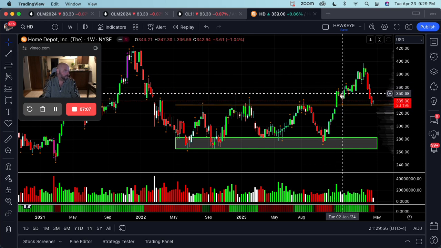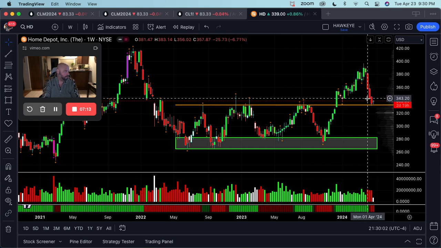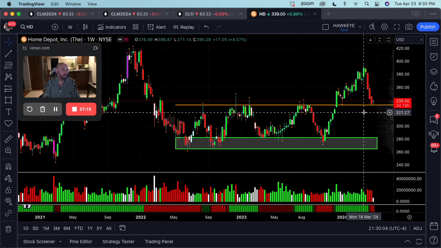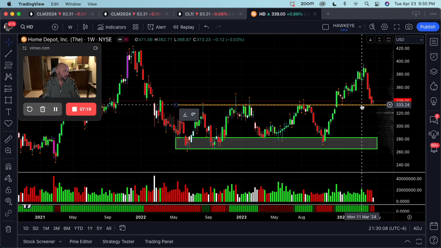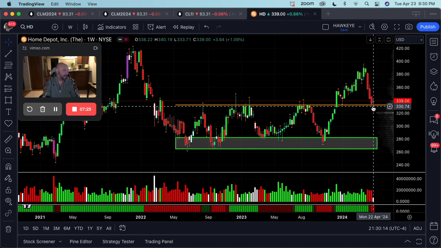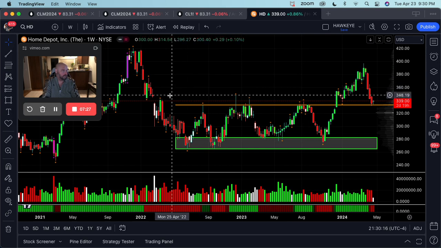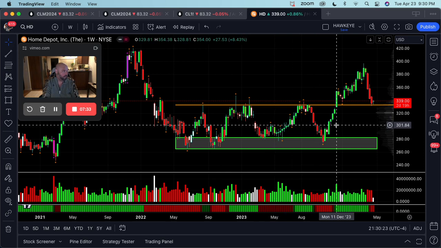Price finally breaks it, comes back. I would call that a little short of retesting. But notice where we are right now. So this is a level. 333.25 is a level. Does it mean that price is going to react exactly to it? No, but it's representing an area that price is likely to react to.